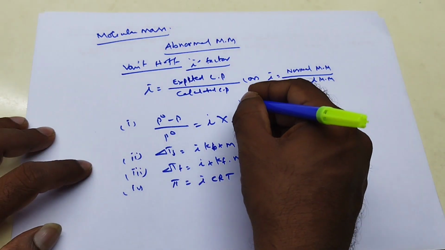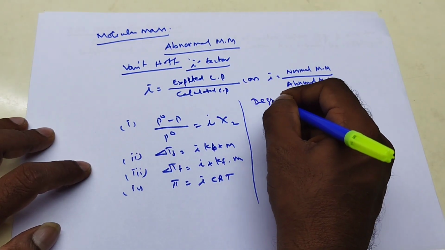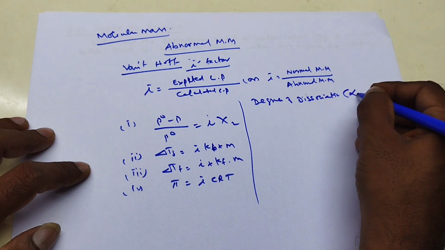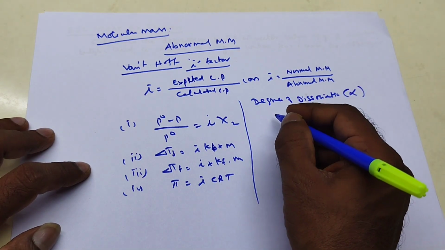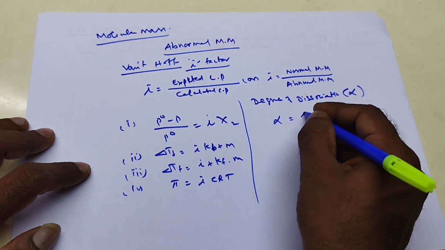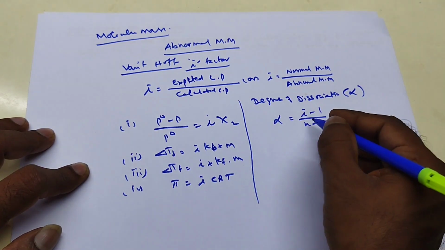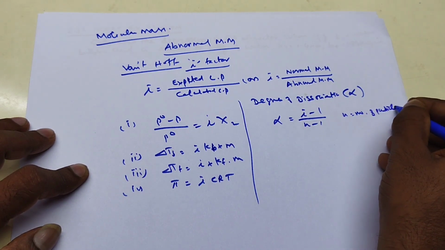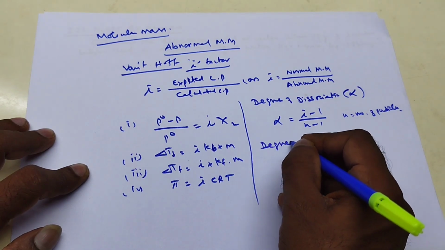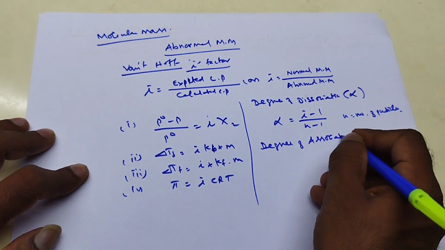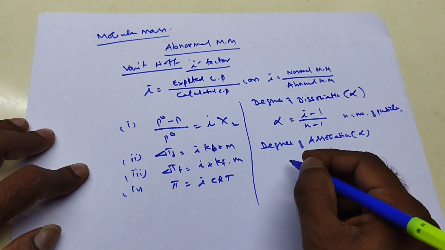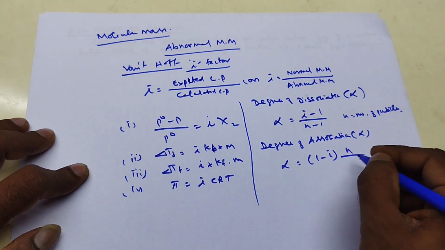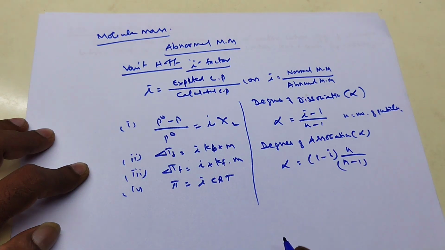The degree of dissociation is denoted by the letter alpha. If it is dissociation, you use the formula alpha is equal to i minus 1 by n minus 1, where i is the Van 't Hoff factor and n is the number of particles present. Suppose you want to find the degree of association, in that case you use the formula alpha is equal to 1 minus i by n minus 1, multiplied by n.